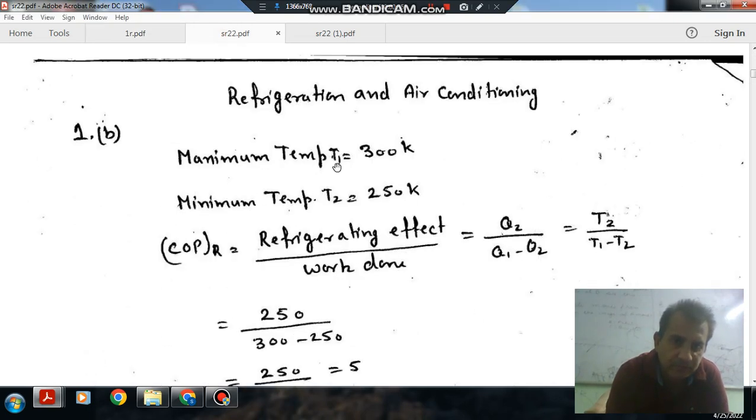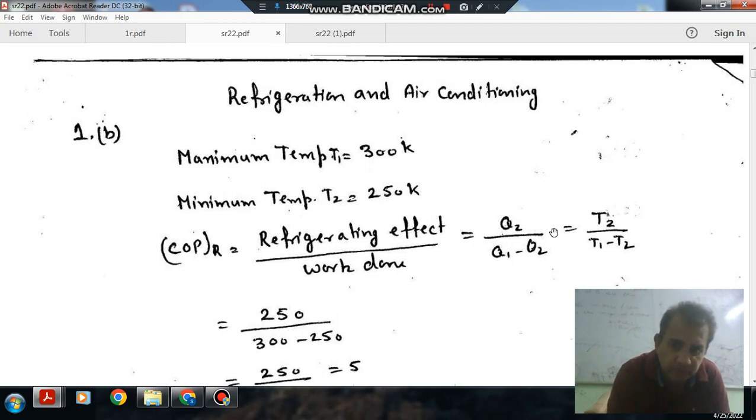So the maximum temperature is 300 Kelvin and the minimum temperature is 250 Kelvin. The COP of a refrigerator is the refrigerating effect divided by work done, so it will be Q2 by W. Suppose Q2 is the heat taken from the lowest temperature, and work done is Q1 minus Q2, where Q1 is the heat rejected to the hot reservoir.